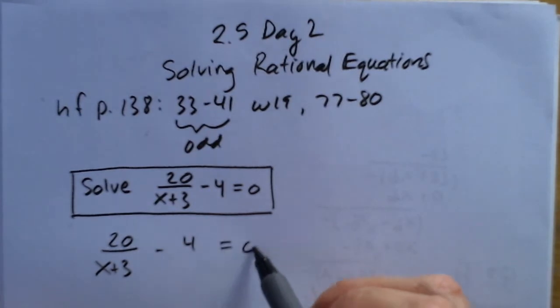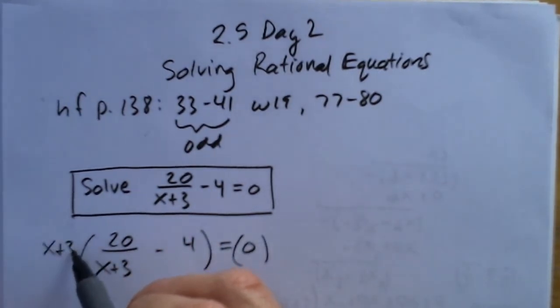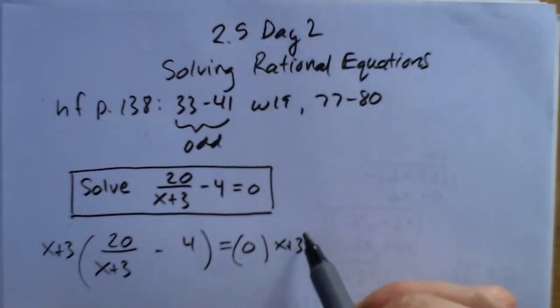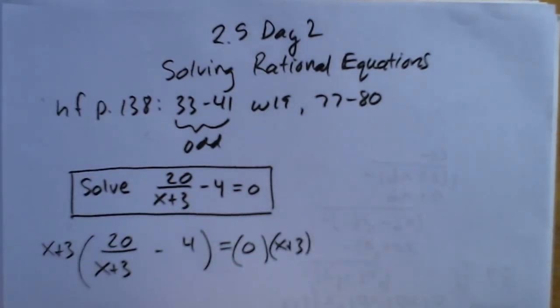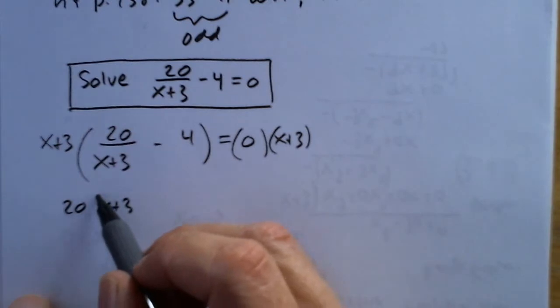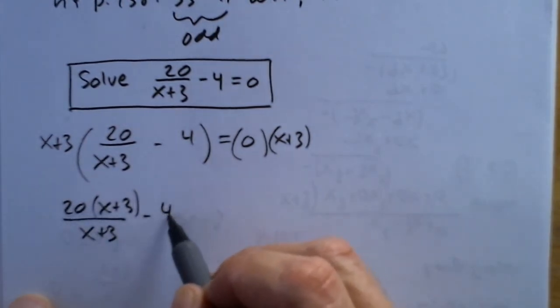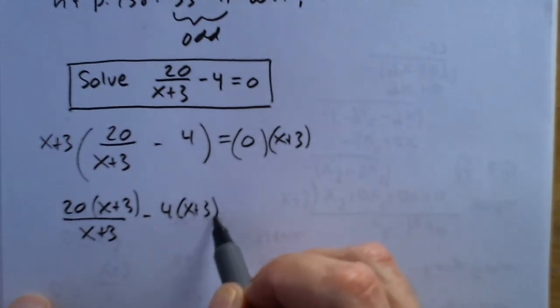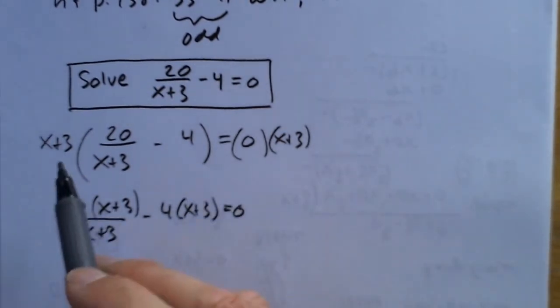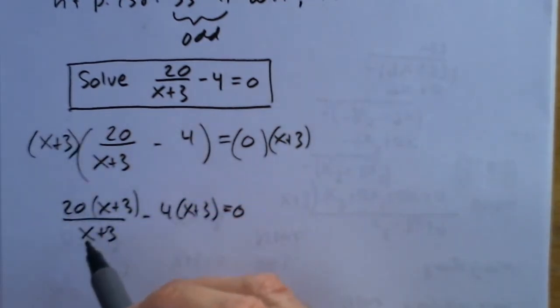No, let's multiply both sides by the denominator. And so we'll have 20. So we'll distribute the x plus 3, and then we get that to cancel.